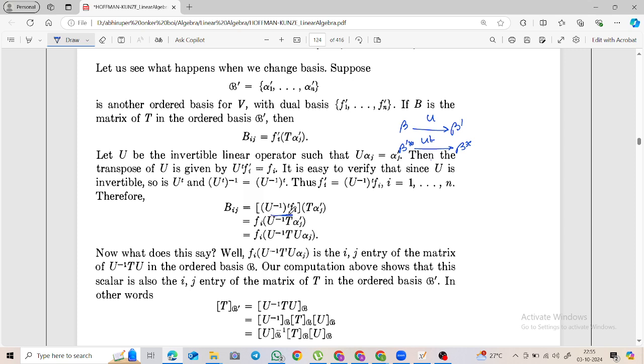You understand this? Remember that T transpose F was F compose T. That's what they have actually used here. That this is actually if I compose U inverse. Okay. Now what does this say? Well, if I U inverse T alpha j is the ijth entry of the matrix U inverse T U in the ordered basis beta.